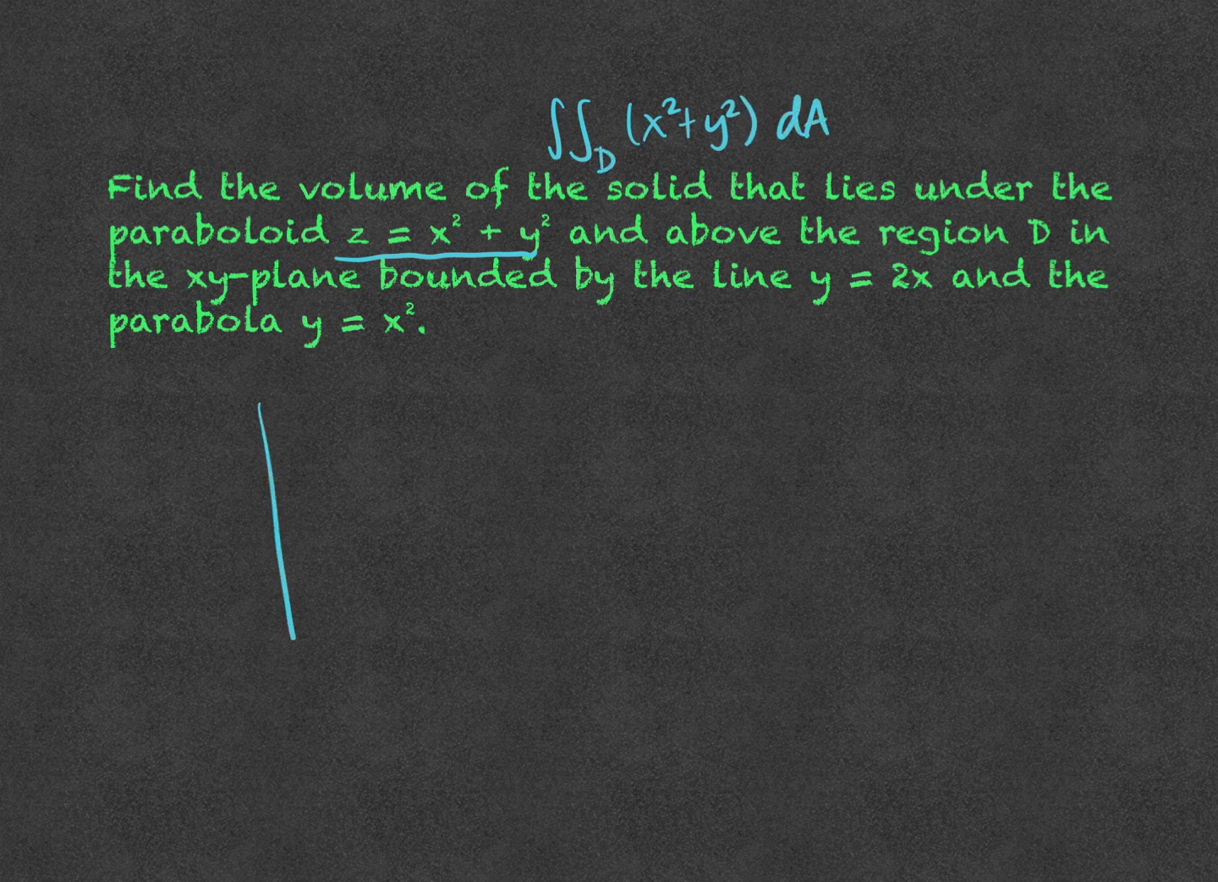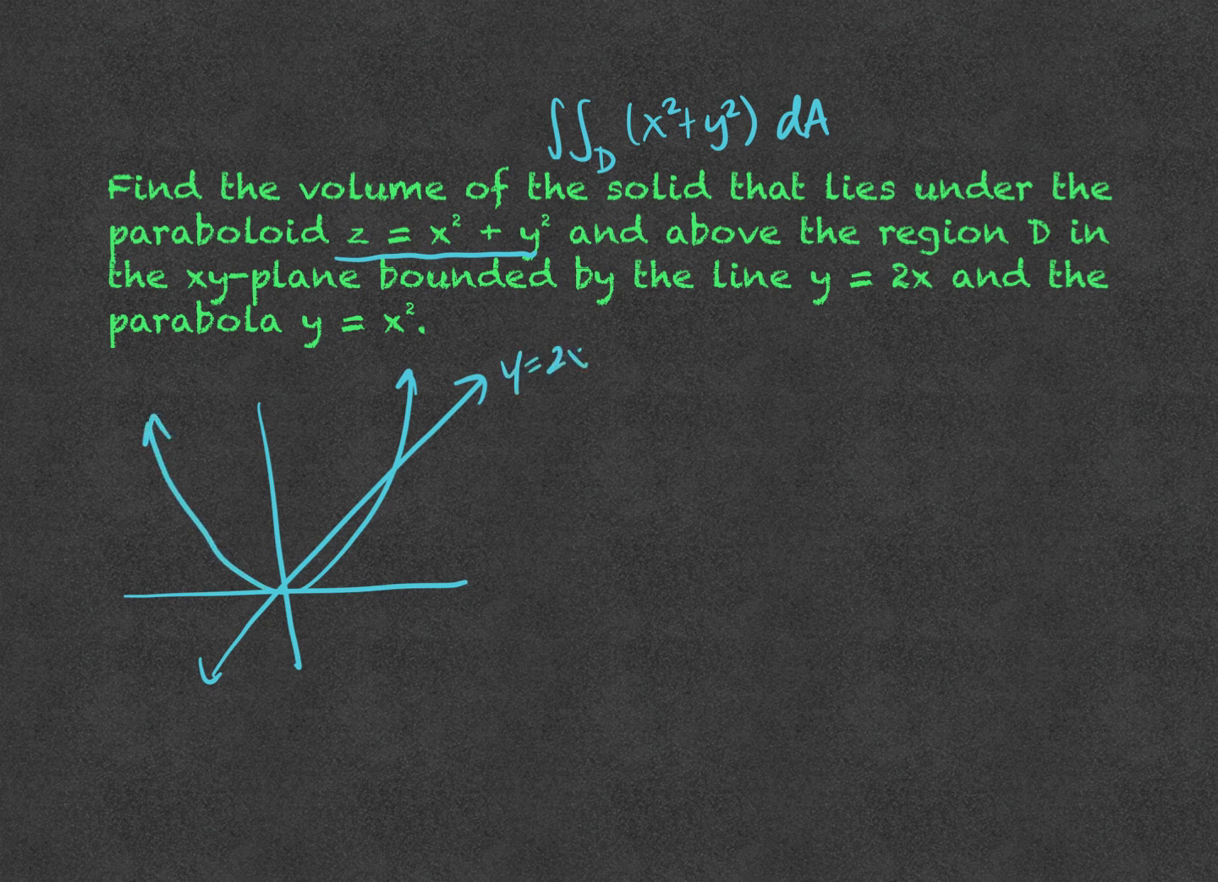Now, we have y equals 2x, which is a line that looks like this, and y equals x squared, which is a parabola that looks like this. So I would say this is a type 1 because you're in terms of x, and it's nice and pretty. So your points of intersection: x squared equals 2x, x squared minus 2x equals 0, x times x minus 2 equals 0, so x equals 0 and 2. So my points of intersection are the point (0, 0) and the point (2, 4).